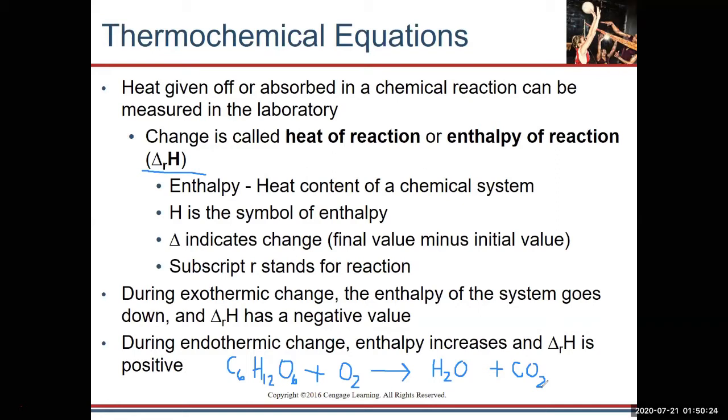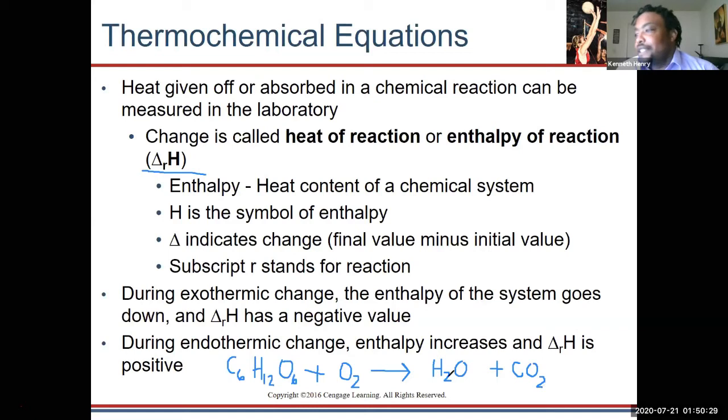Pee or poop, one or the other. Sometimes both.